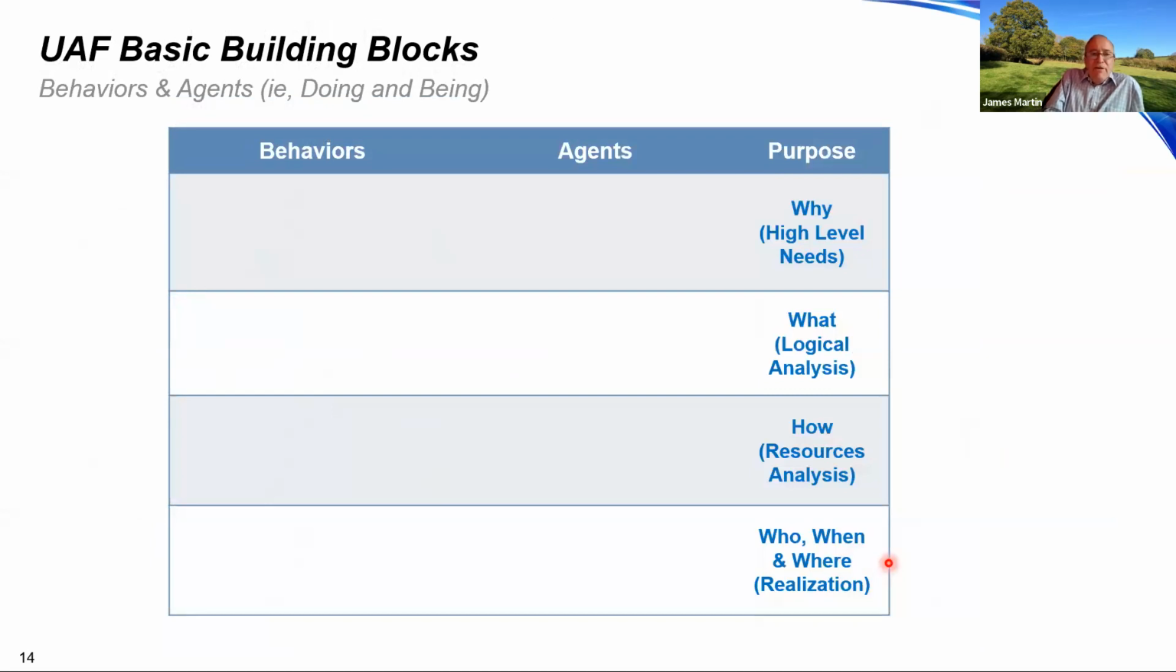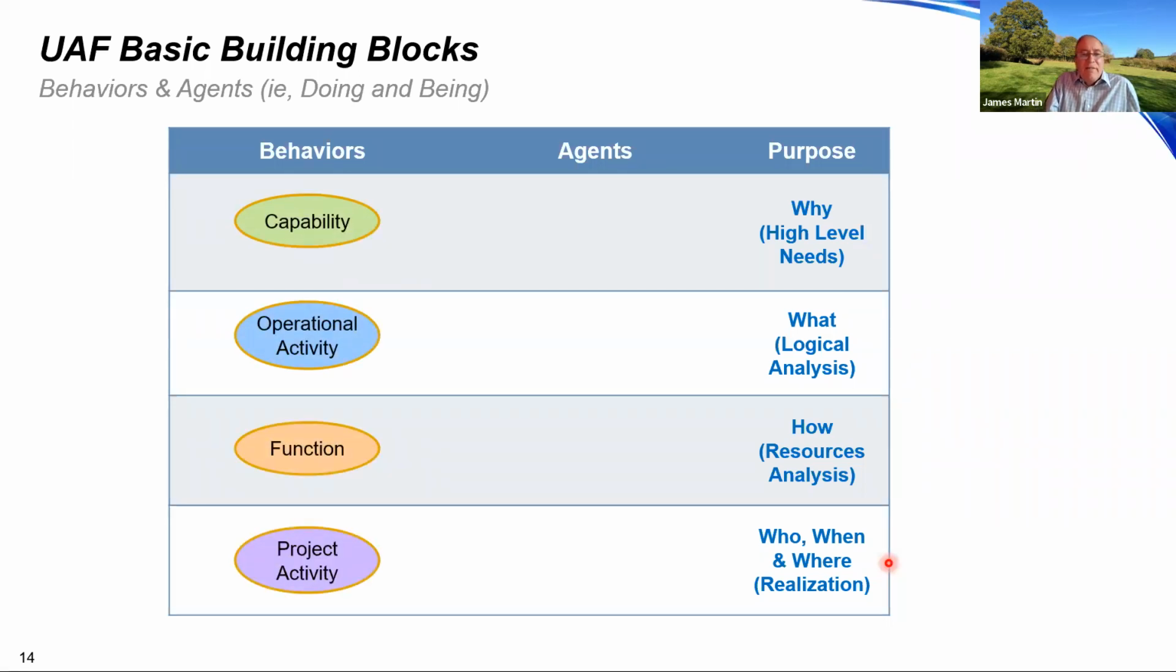So even though there's 72 views, there are just a small number of building blocks that get reused across the board when you're defining your architecture. And these come into two broad categories, behaviors and agents. Behaviors are what the enterprise is doing, and agents are the things, the entities in the enterprise that are doing the behavior.